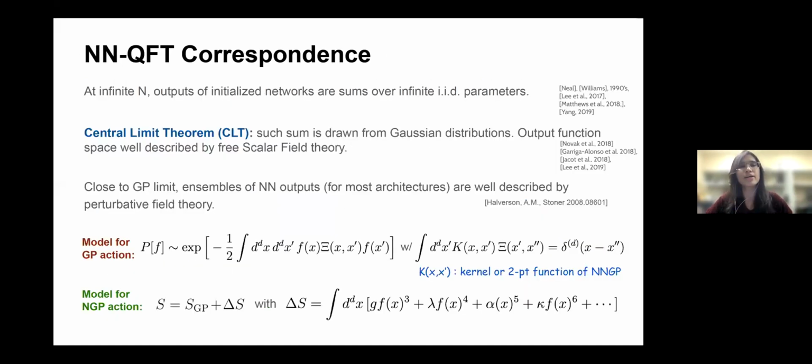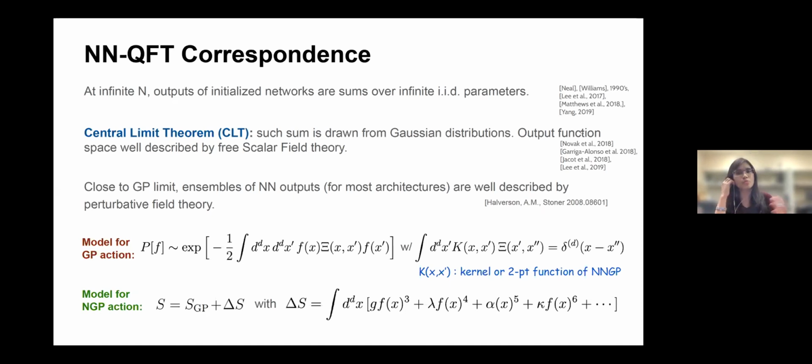To know that, first notice that in the infinite width limit, the outputs of initialized neural networks are nothing but sums over an infinite number of identically and independently distributed parameters. And in statistics, we have the central limit theorem, which tells us that such a sum is a draw from a multivariate Gaussian distribution. We call it a Gaussian process. Most architectures in the infinite width limit admit this Gaussian process. And not just that, if you find the appropriate training, this Gaussian process property persists. And here is some very interesting literature if you want to look at that.